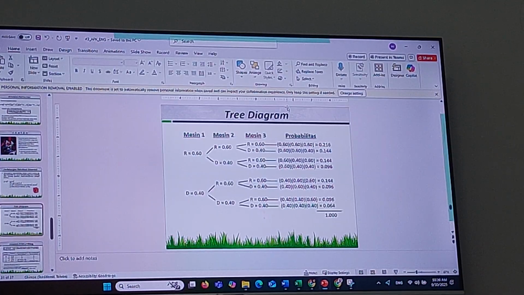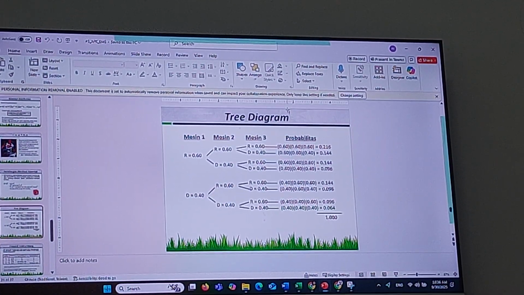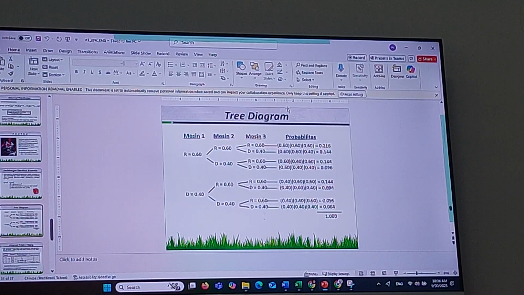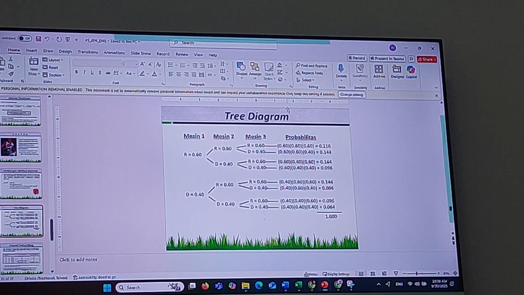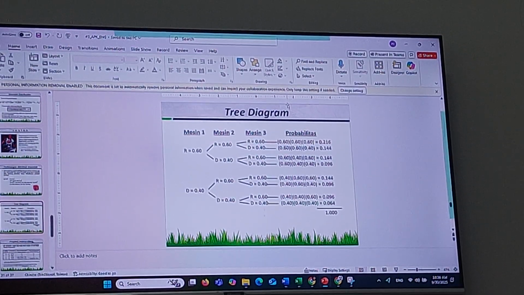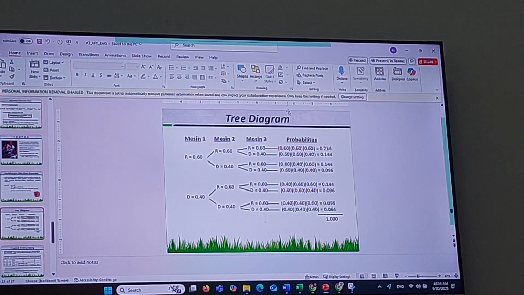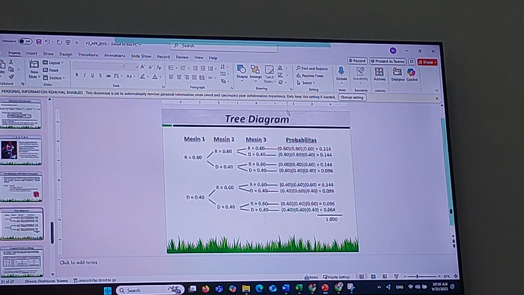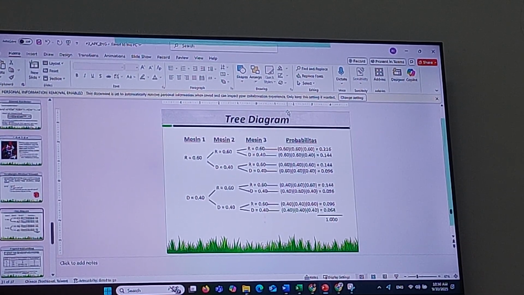Continue, divide again. So about this example in the midterm exam, should we make the diagram like this? Yes, for the midterm exam, if we have the same case, please divide one by one. If the case is only for 3 machines, let's see.